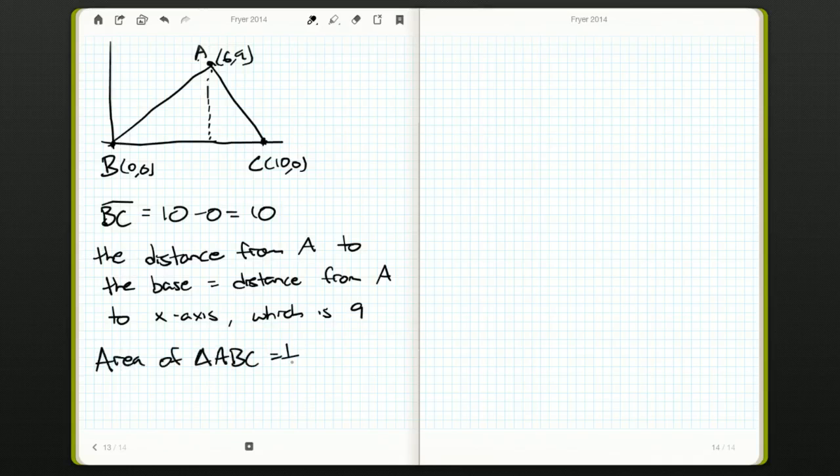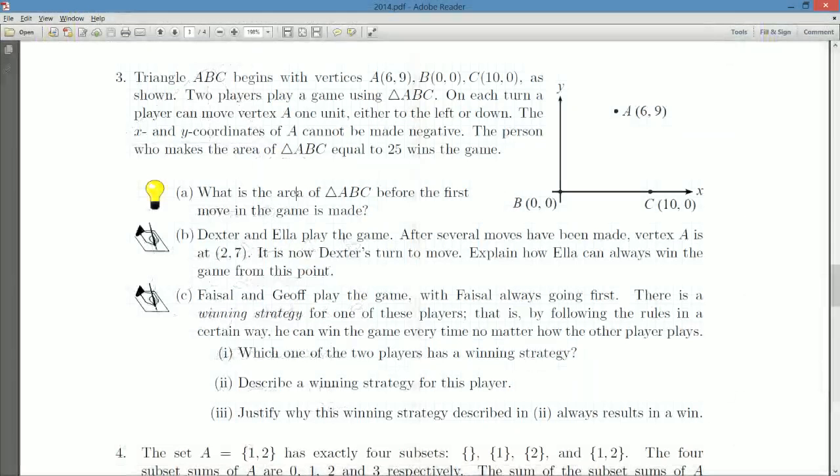So the area of ABC is 1/2 base times height. That's going to be 1/2, our base is 10, our height is 9. So that's 5 times 9, and that's equal to 45. So we have an area of 45 units to start off with. Okay. So now, if I recall correctly, B and C are written, and indeed they are.